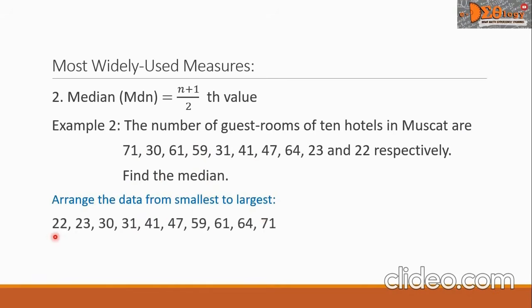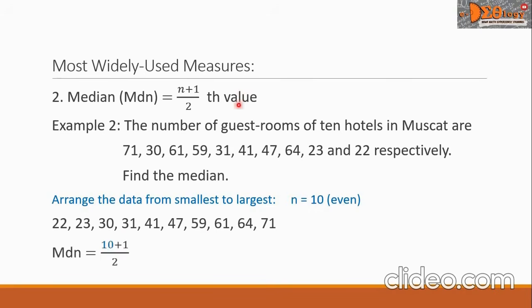So we have 22 as the first term, followed by 23, next 30, then 31, followed by 41, next is 47, and then 59, then 61, followed by 64, and the last is 71. Take note that our n equals 10, and this is an even number.